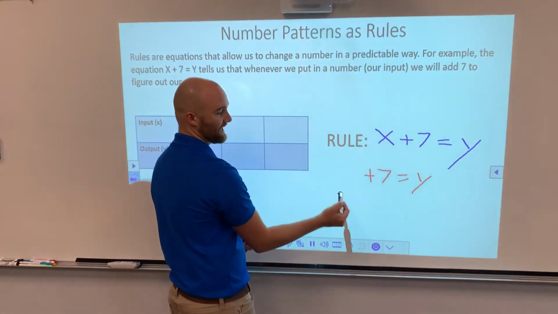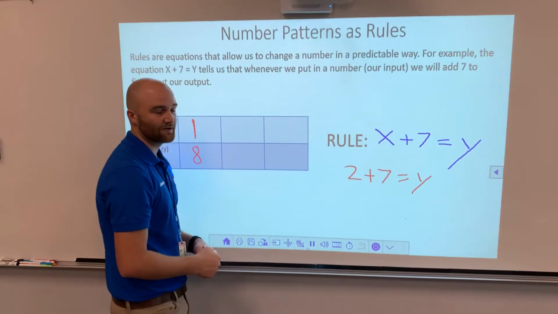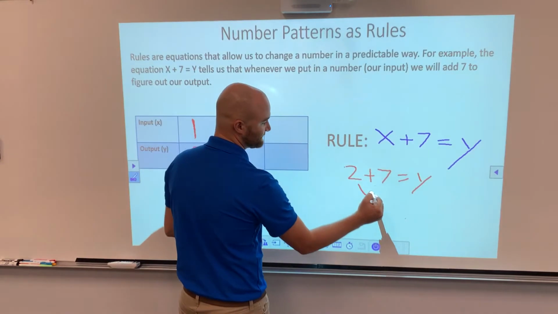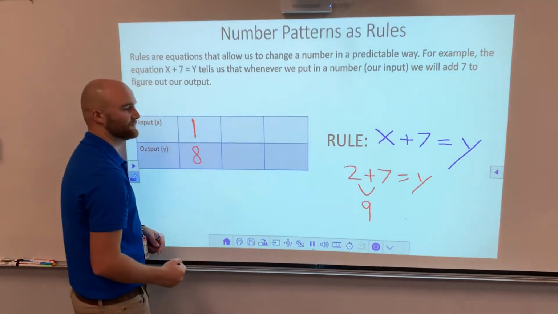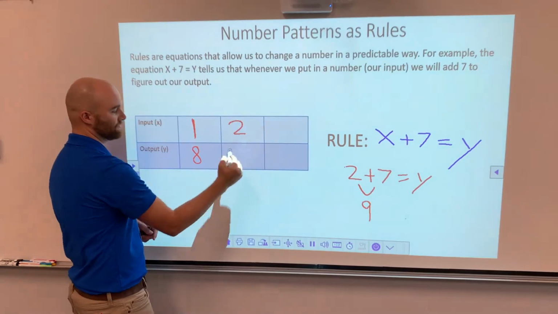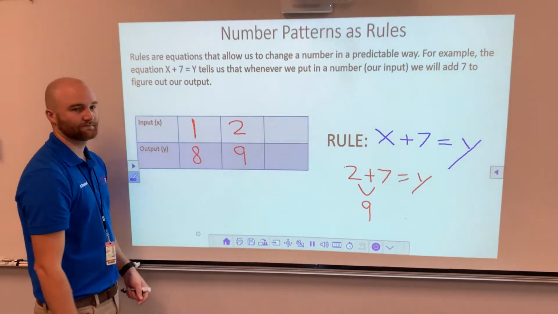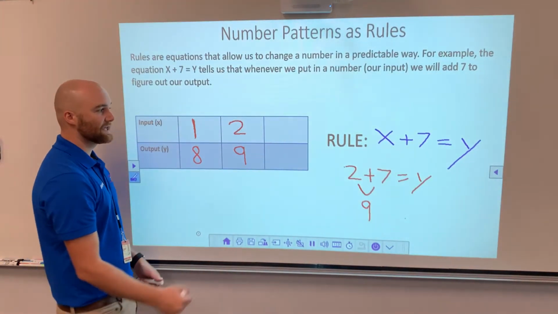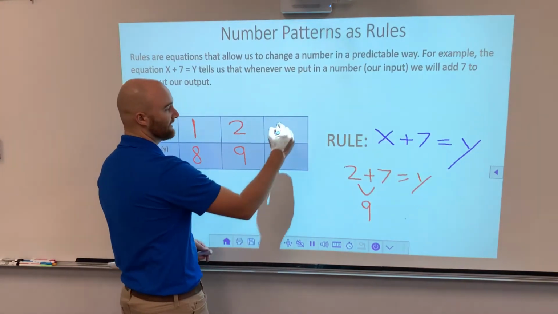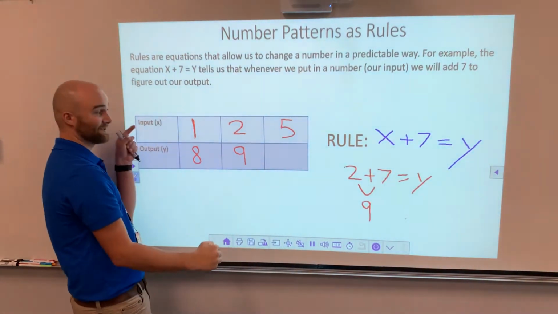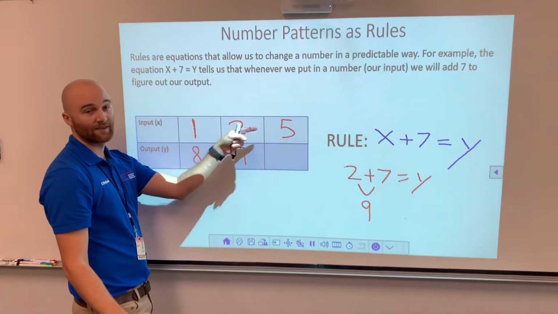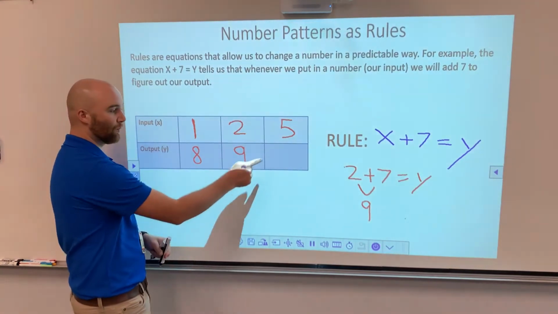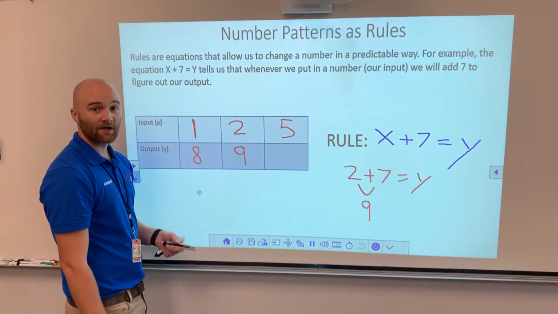If I pretend that the x is 2, 2 plus 7, what would my y have to be? I bet all of you see it already. 2 plus 7 gives us out a 9. Okay, so if I put in a 2, I'll get out a 9. All right, I'm going to put in an input up here, and I want you to tell me what the output should be. If I put in an input of 5, notice how it's not following the same pattern. It's not 1, 2, and then 3. I just chose any number I felt like. I'm choosing 5 this time. What would my output be? Pause the video and see if you can figure it out.